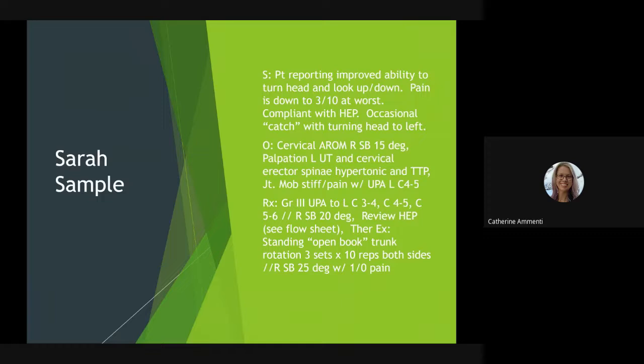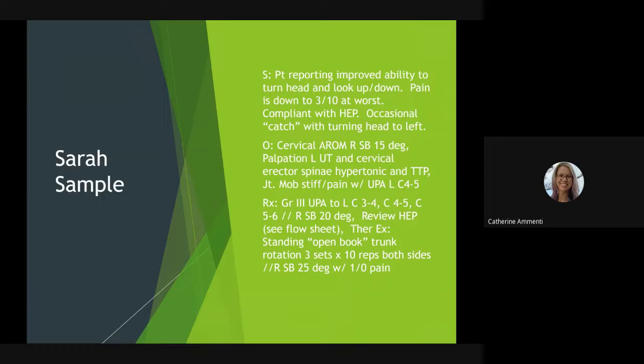The objective findings are cervical active range of motion, right side bend, 15 degrees. Palpation of the left upper trap and cervical erector spinae are hypertonic and tender to palpation. Joint mobilization grade is stiff with pain when providing a unilateral PA on C4 and 5.